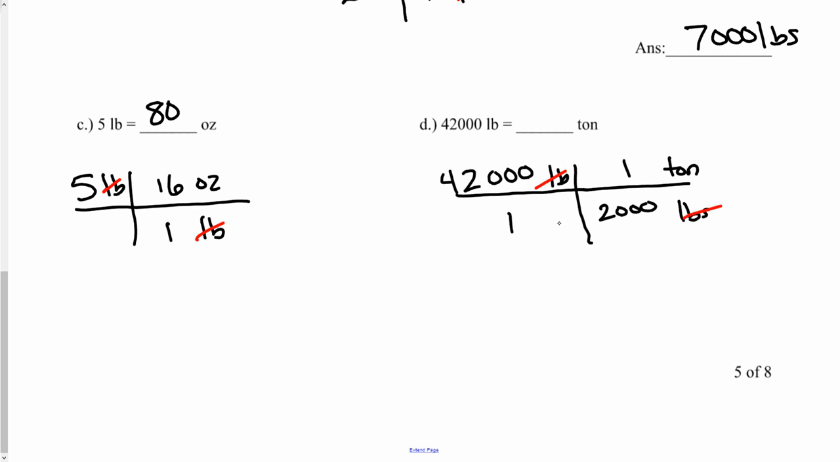Again, I don't need a calculator for this. I can cancel thousands, divide 1,000 out of each of these. And so now what I have is 42 divided by 2. Instead of 42,000 divided by 2,000, I have 42 divided by 2. That's 21 tons.